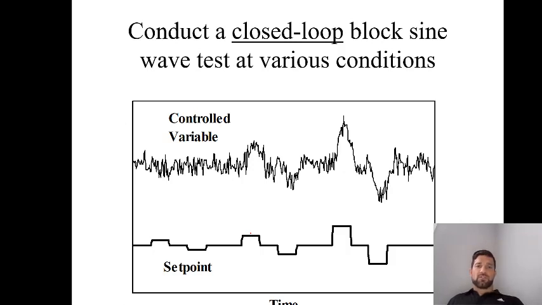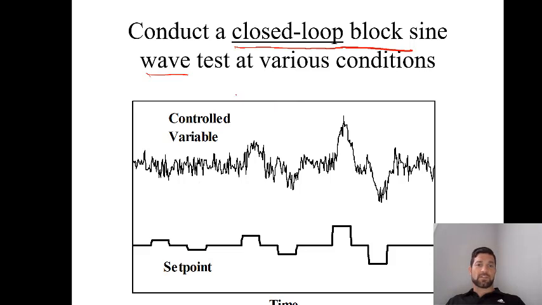Once all of the individual loops have been tested and everything's put back together, we can go ahead and look at our overall process. Again, we can conduct what's called a closed loop block sine wave test. This closed loop test is done by performing set point changes. Previously, when we looked at flow loops, we were doing a closed loop block sine wave test, but this could be something that could be done on the overall process.